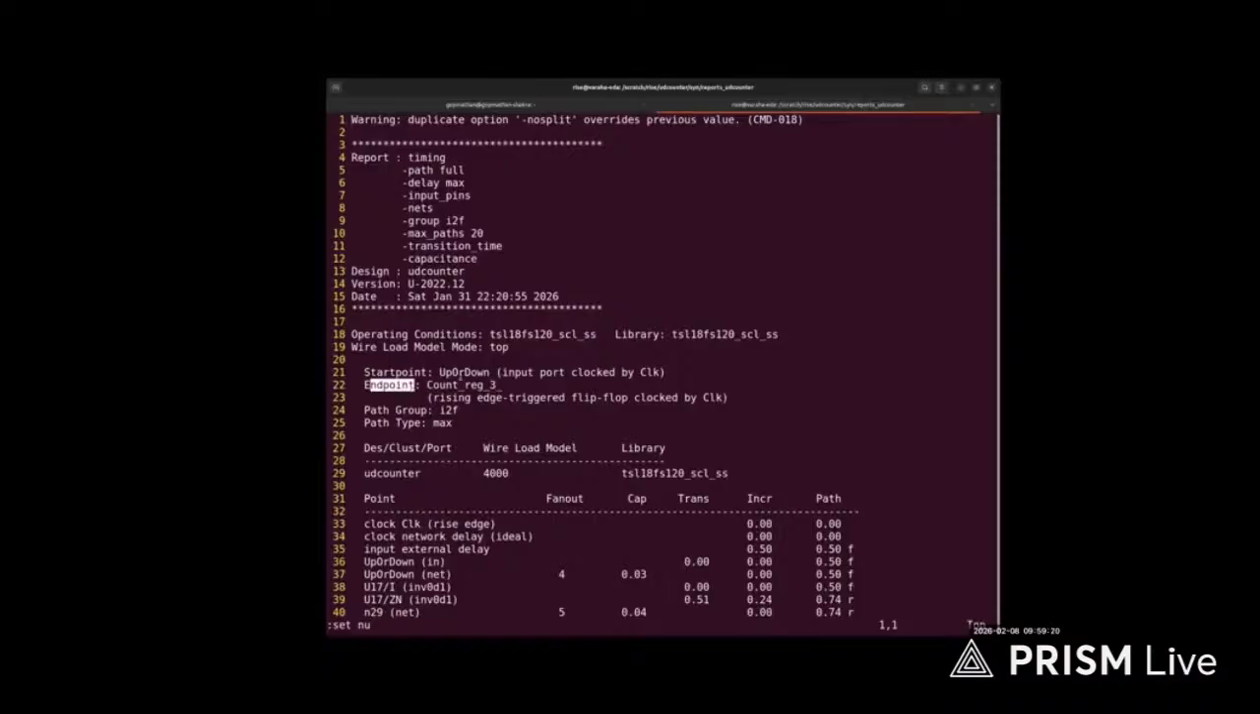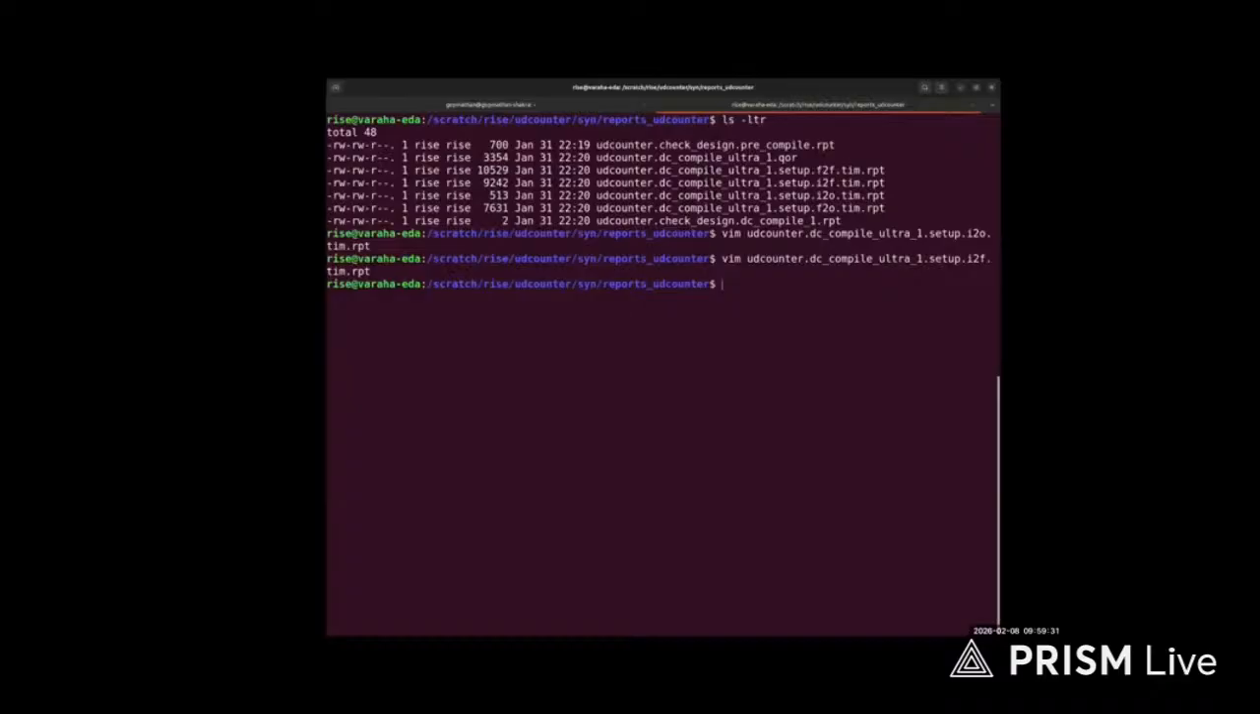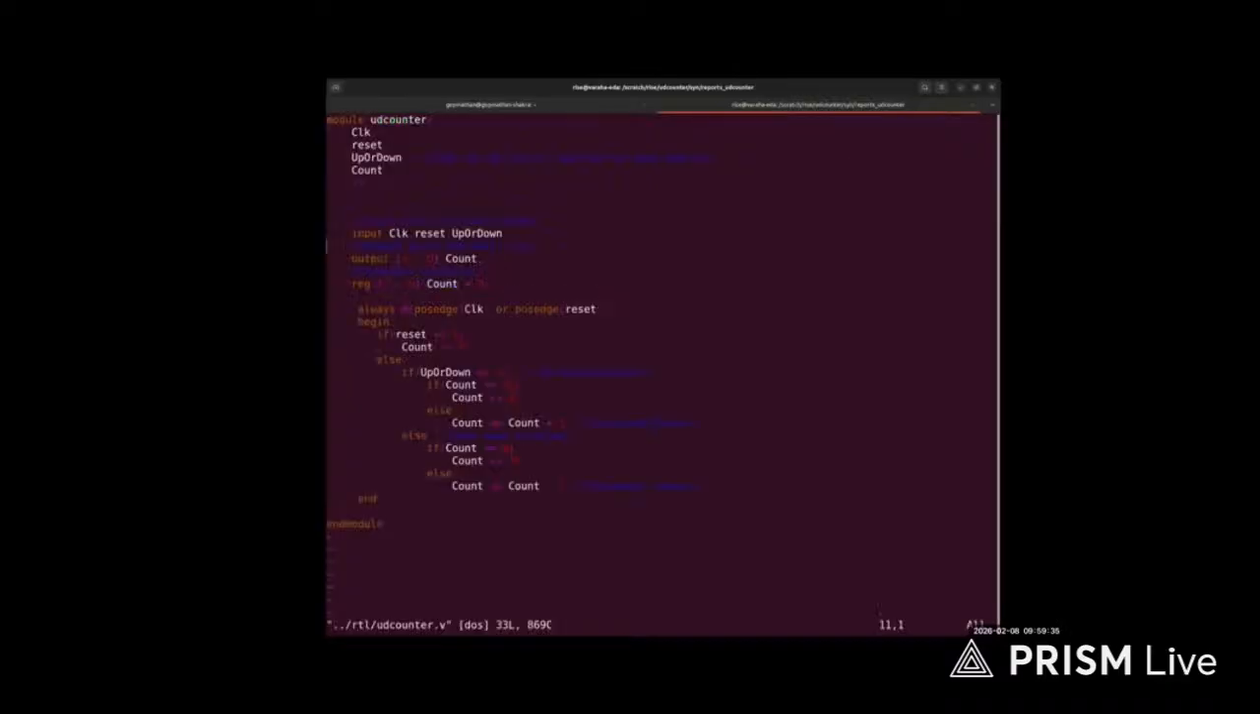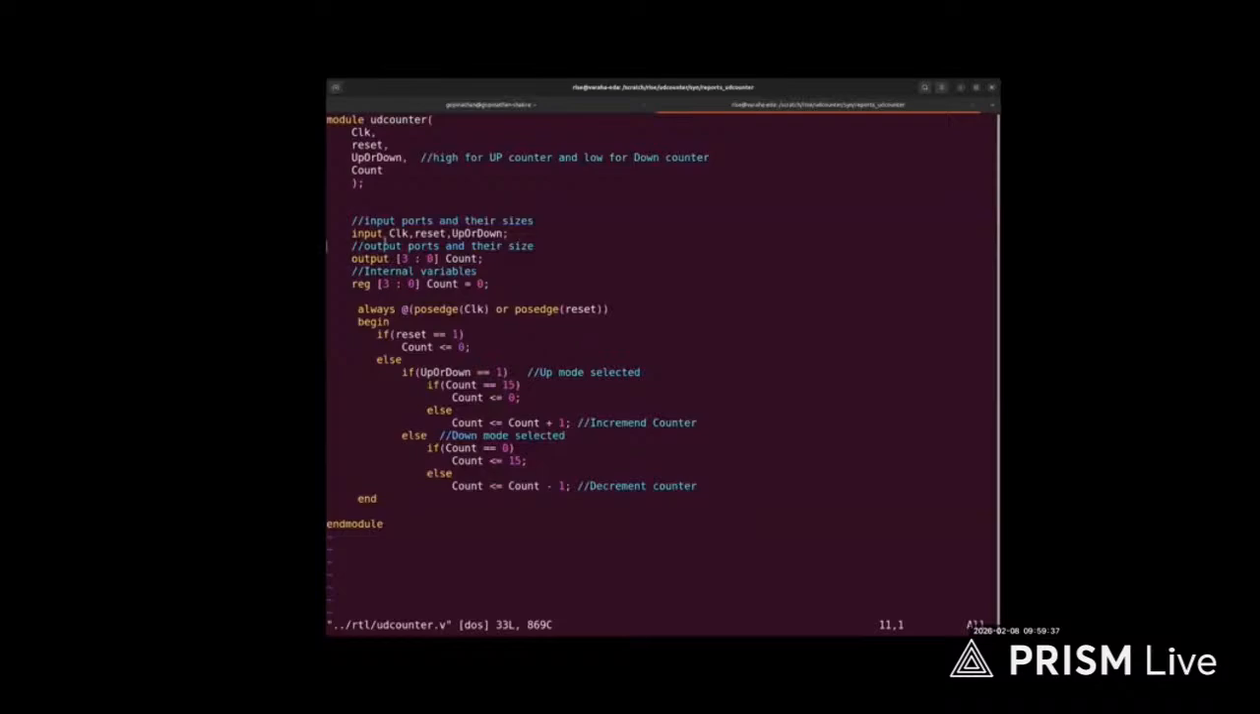So what is the start point saying? Up or down. Up or down is an input pin. Where do you take the reference from? You can see it in the RTL for this up-down counter. So in the RTL, what did you mention? Your inputs are clock, reset, up or down. Your output is count.